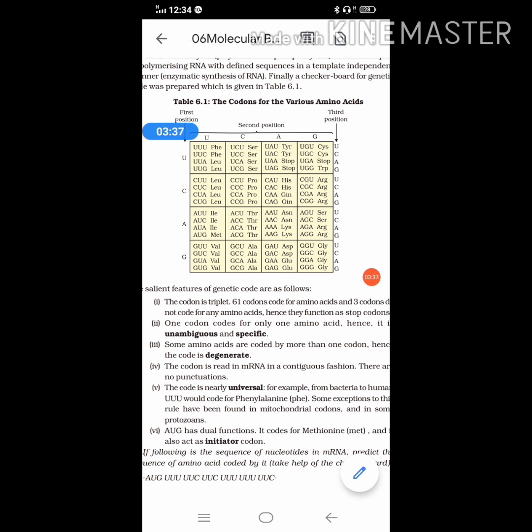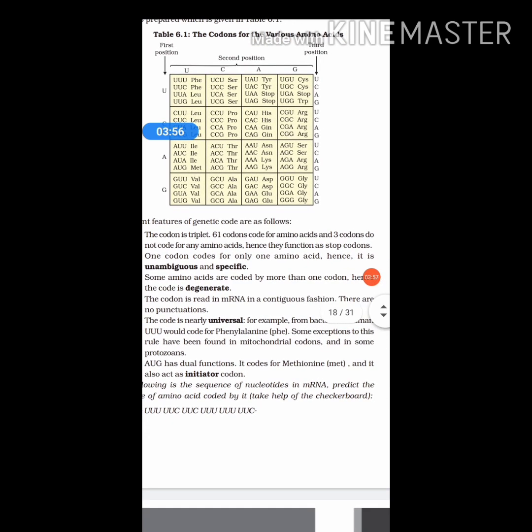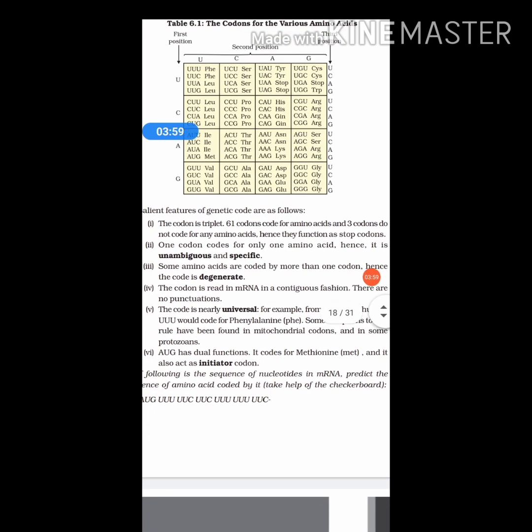Okay, next we can study the salient features of genetic code. The first salient feature is that the codon is a triplet, which we have already mentioned. The codons consist of 3 nitrogen bases, and a total of 64 codons are there. Of these 64 codons, 61 codons code for amino acids, and 3 codons do not code for any amino acids, and they are known as stop codons.